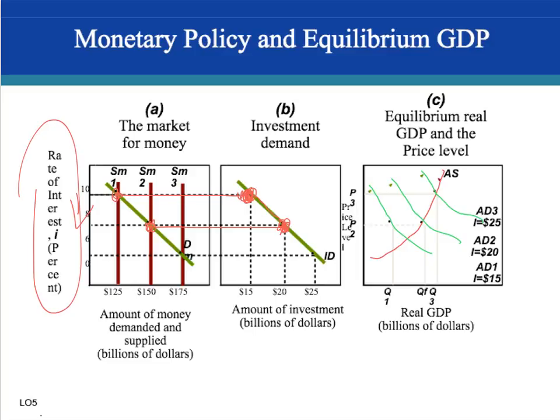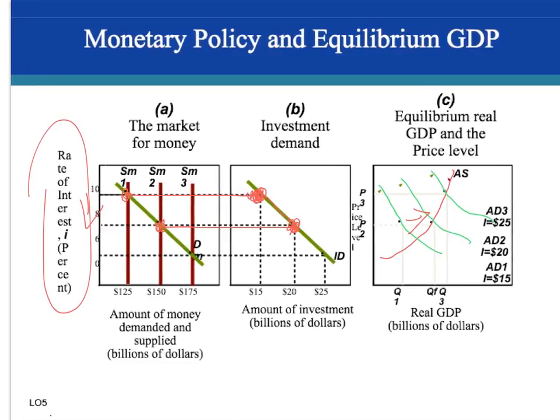And aggregate demand shifts to the right. And we are now at price level 2 and at our full employment level of output.